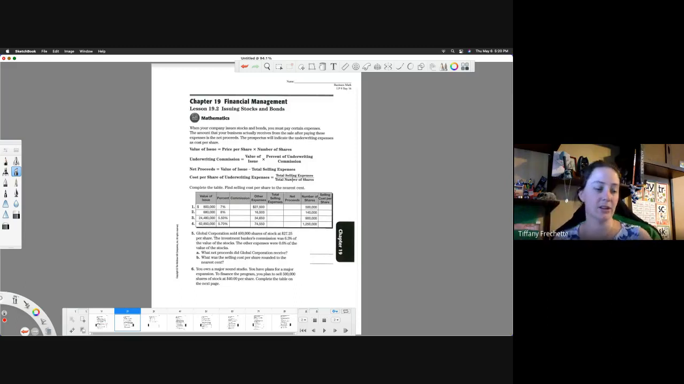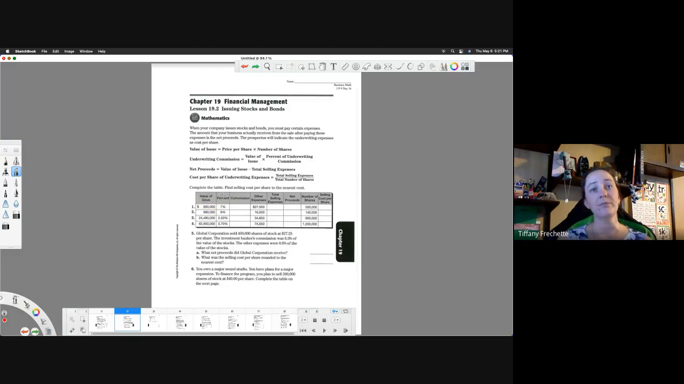All right, so let's go ahead and look at the first table here. So we have the value of the issue. They tell us that. We don't have to calculate it necessarily, but in future problems, we're probably going to have to calculate this one. They're not just going to hand it to us. So if they don't tell you the value of the issue, they might tell you how much it was per share and the number of shares, and you have to multiply to get the value of the issue. So we're starting off, they hand it to us. It's 800,000 in this case.